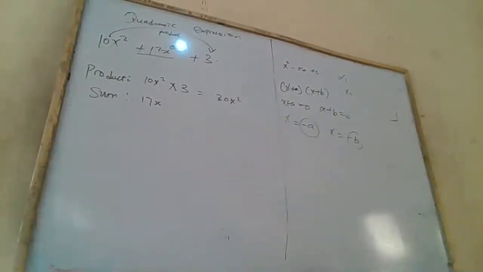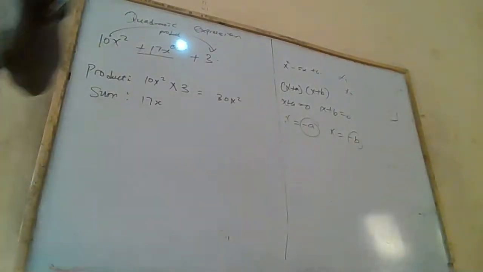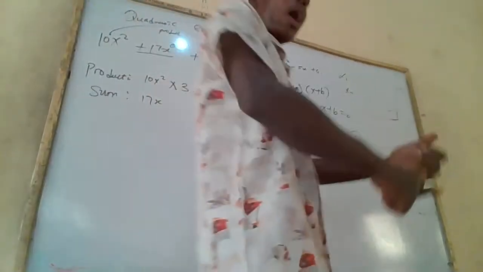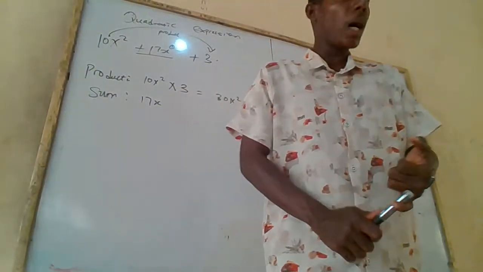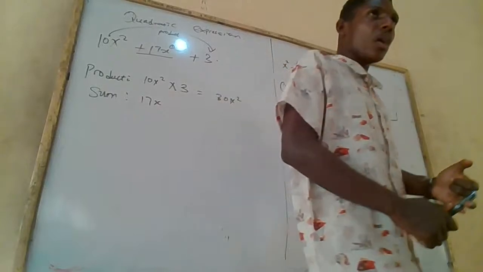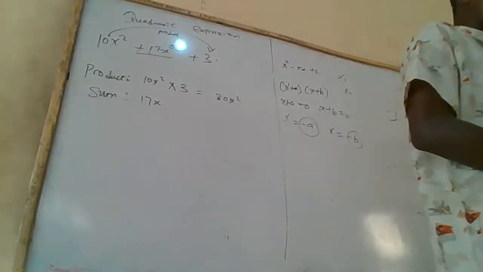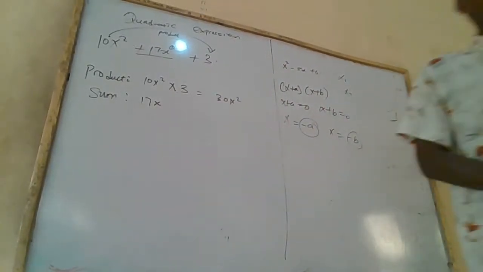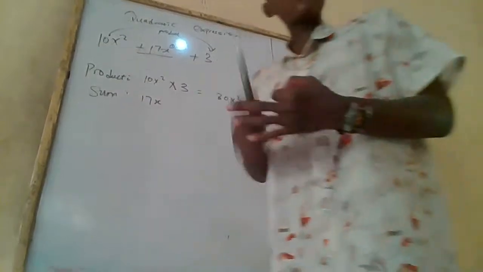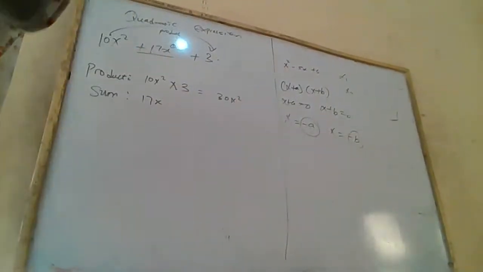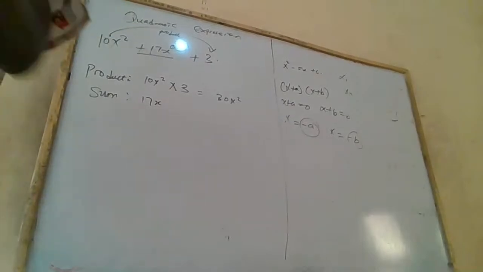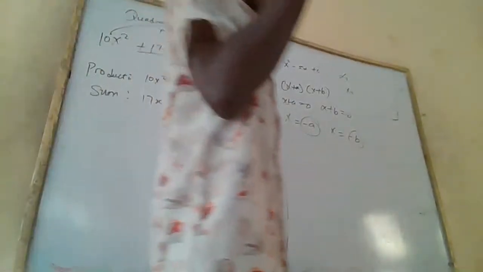When I say what are the factors of 6, I can say 1 is a factor of 6, right? Because 1 can divide 6 without a remainder. 2 is a factor of 6, right? Because 2 can divide 6 without a remainder. 3 is a factor of 6, right? 3 can divide 6 without a remainder, right? And 6 is a factor of 6, because 6 can divide 6 without a remainder.